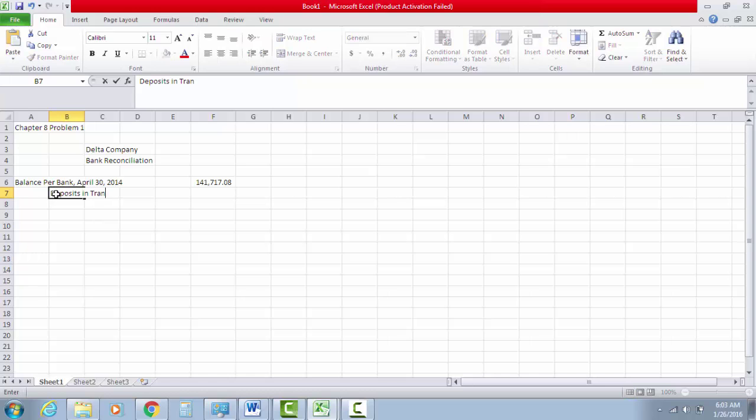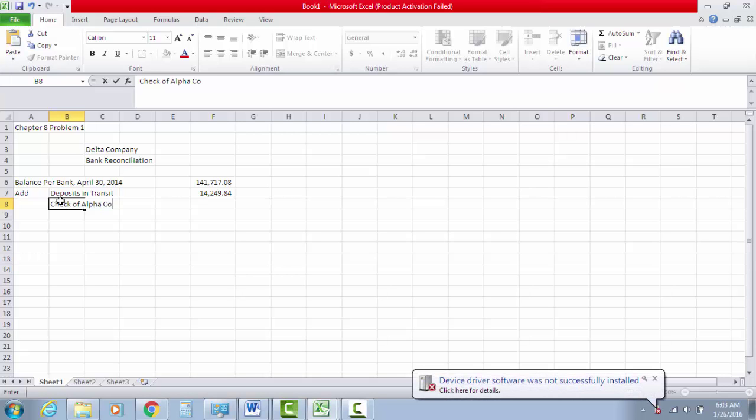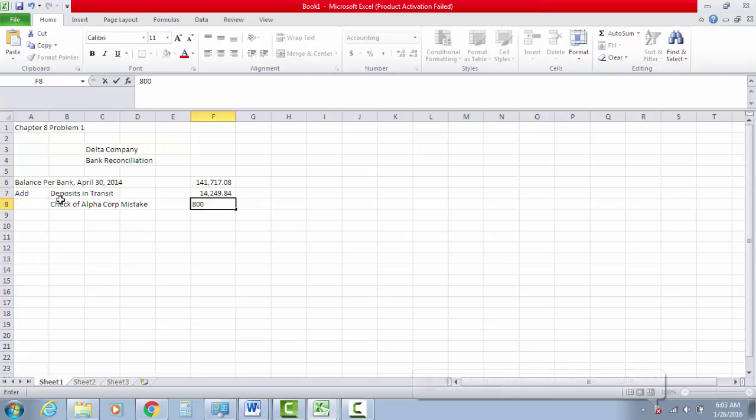Then you do deposits in transit, and you actually add the deposits in transit. And you add them because it hasn't cleared the bank, but you've deposited it as of that date. And that is $14,249.84. And then what else do you add? You actually add the check mistake of Alpha Corp. Back. So you add the $800 back. $800.